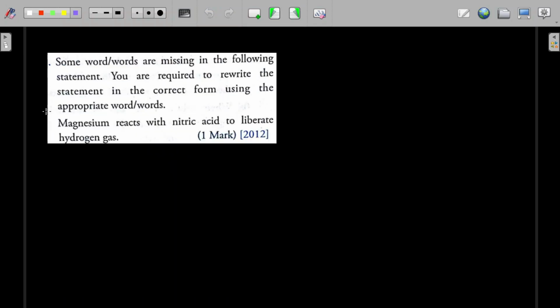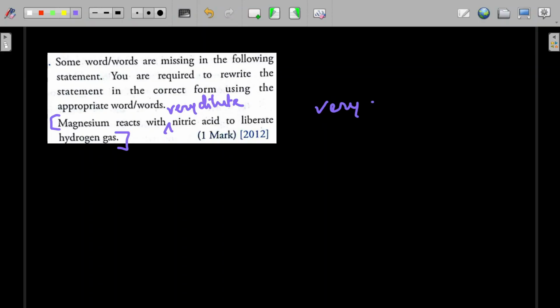Okay, some word or words missing. You have to put that word. See here, this is a statement. You have to tell what word is missing here. So raise your hand. Who knows? Dilute nitric acid. Not dilute. Dilute is not enough, you have to use very dilute nitric acid. This is the exception I was telling. If you use dilute, it will not be.